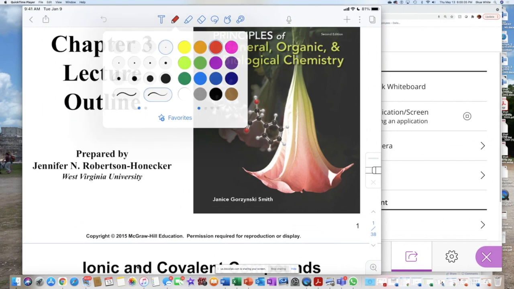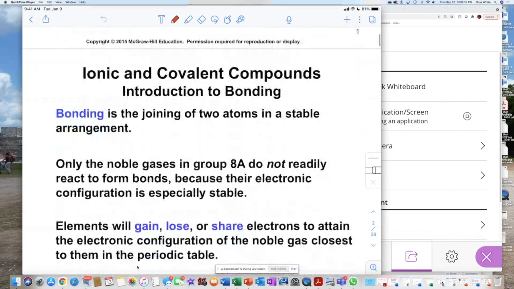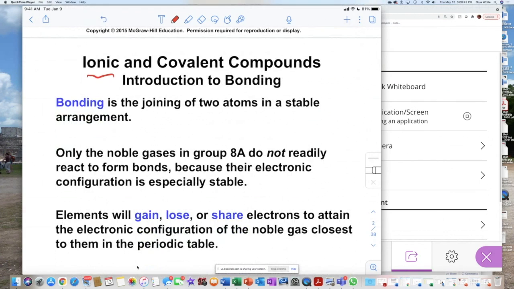So chapter 3, once again, I took a bunch of stuff out just focusing on the types of bonding. We're looking at ionic and covalent bonding. If you have taken 1405, you have seen ionic and covalent compounds and the different kinds of bonding. So we are talking about bonding first. We're going to introduce that. What exactly is bonding as far as chemistry is concerned? When we're talking about bonding, we're talking about joining of two atoms in a stable arrangement.